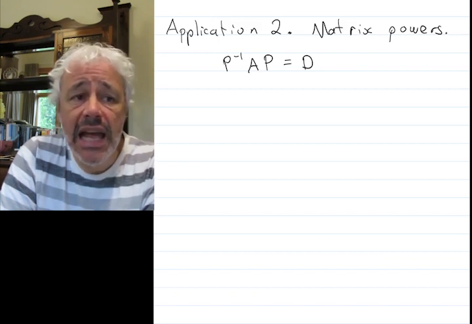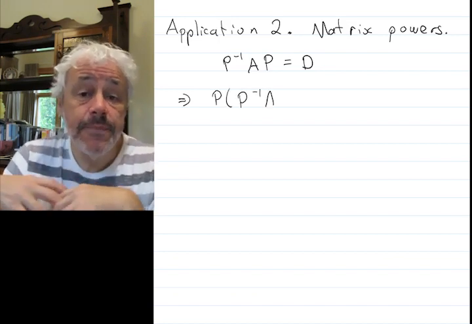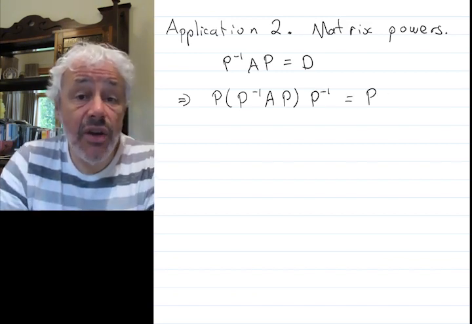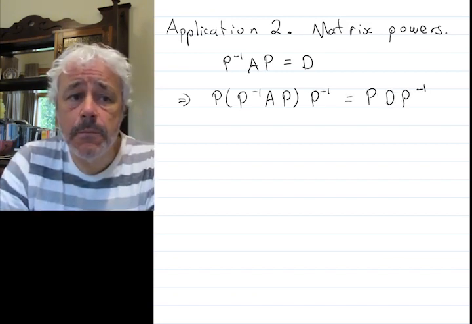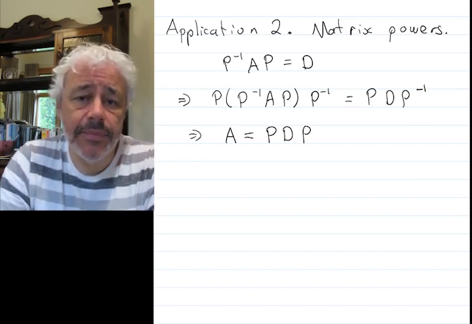So here we go. Let's simplify that equation by making A the subject of the equation. That means I'm going to multiply on the left by matrix P and on the right by matrix P inverse. Then I will get A equals P D P inverse.